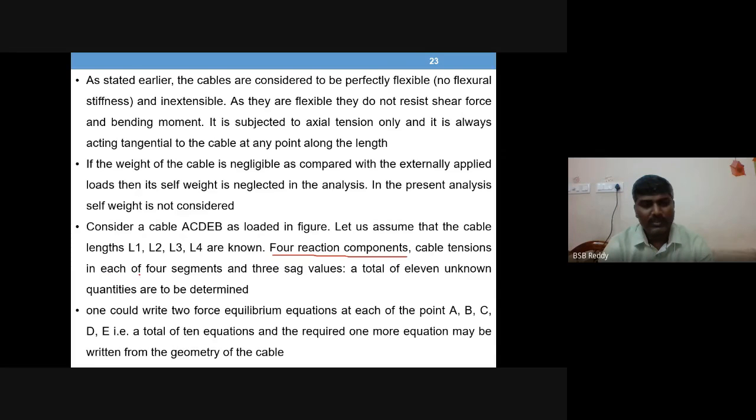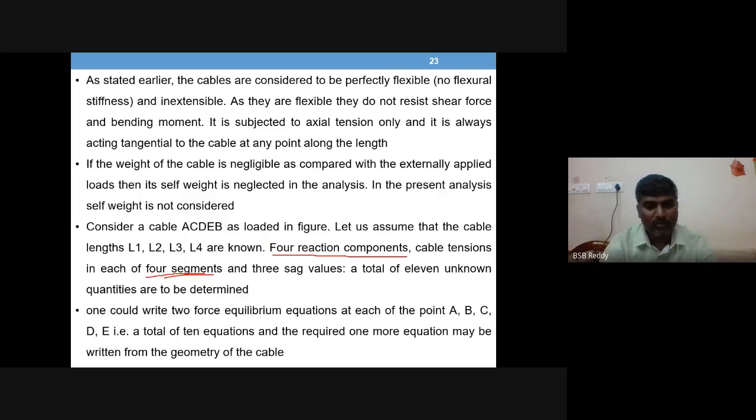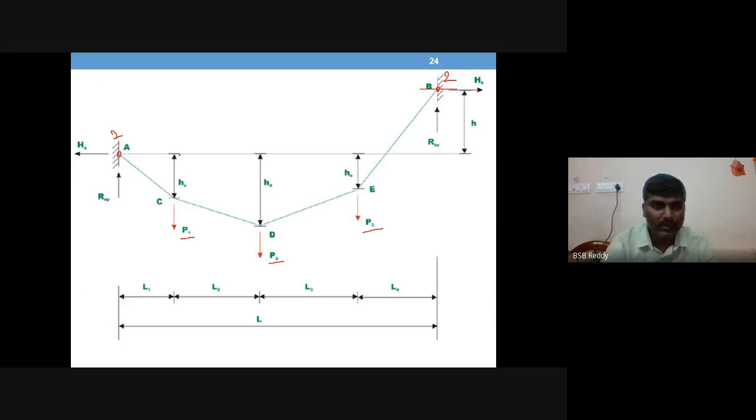Cable tensions in each of the 4 segments. There are 4 segments: AC, CD, DE, EB. 1, 2, 3, 4 segments. So that's why 4 tension values, and 3 sag values, geometric unknowns. Sag at C, and this is 0, right? And sag at D, sag at E.